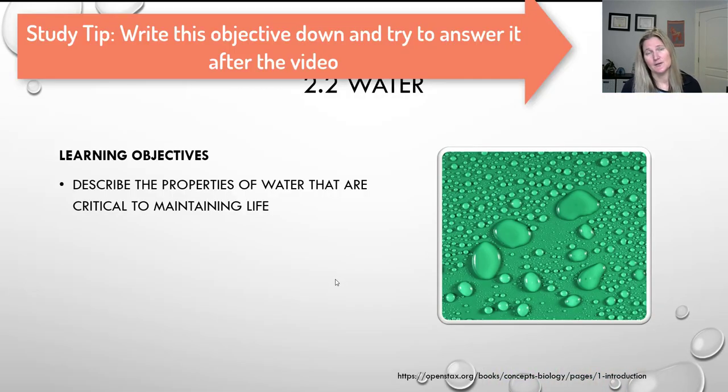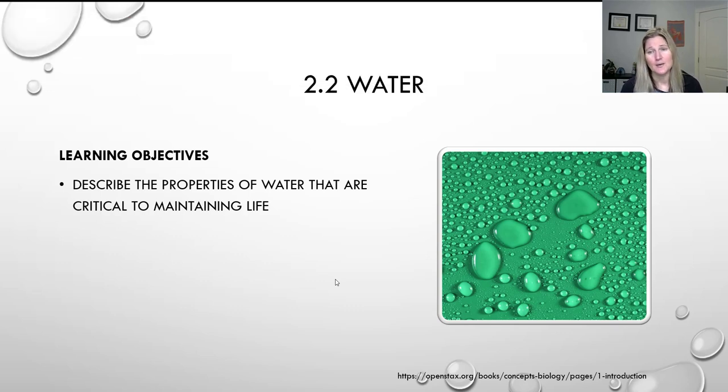As far as the learning objectives for this section, by the end of this video, you should be able to describe the properties of water that are critical to maintaining life. We'll go through reviewing a little bit about the water molecule from my last video, and then learning why it is so essential for living things. What is it about that water molecule that's so important for maintaining life?